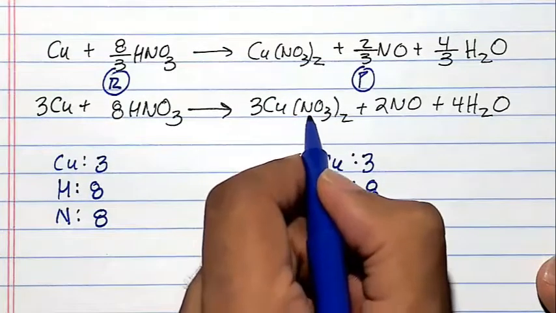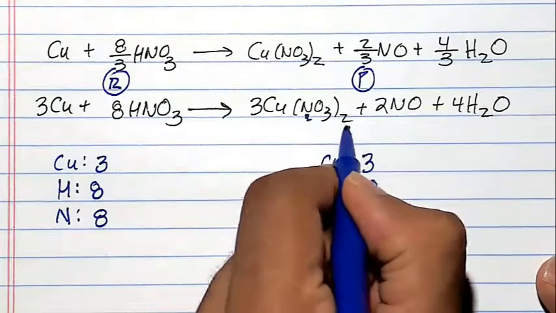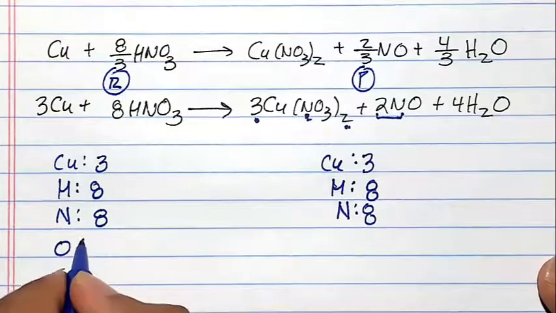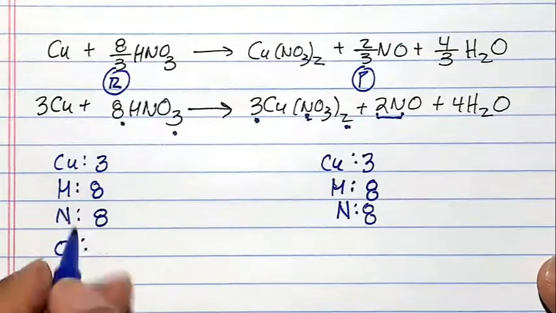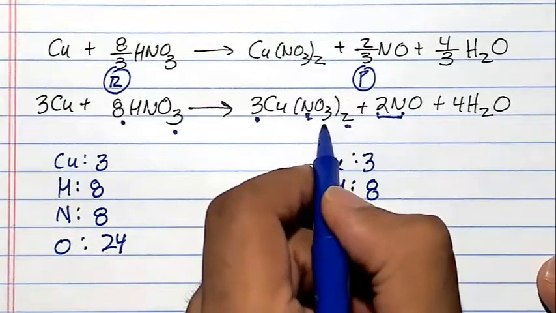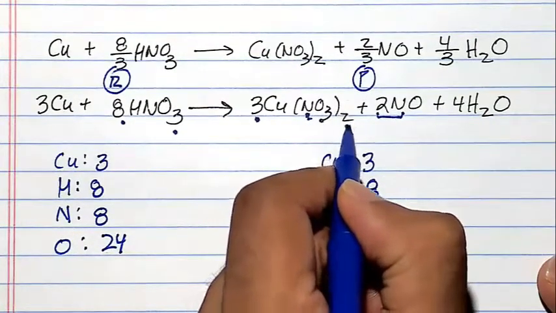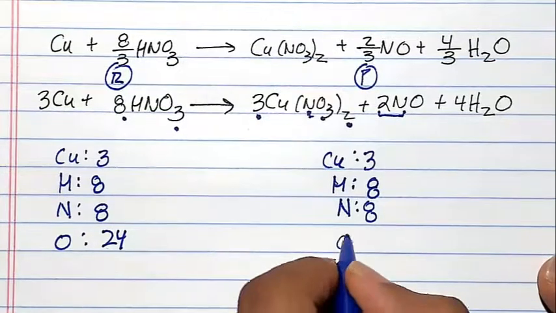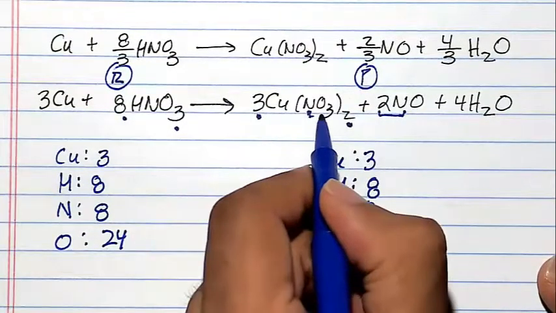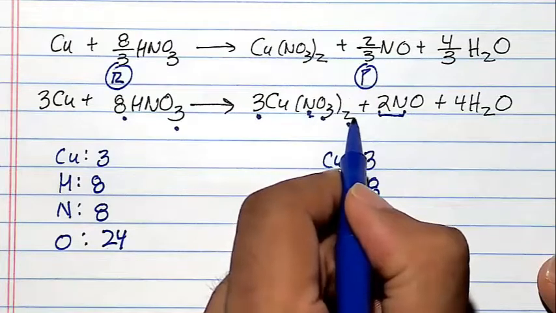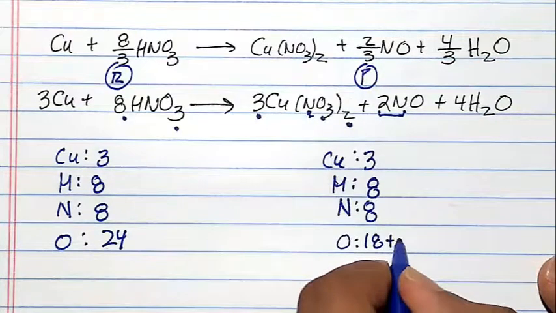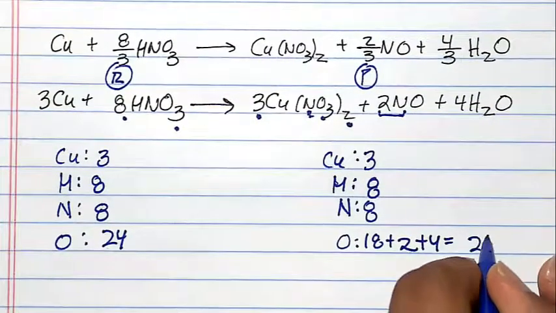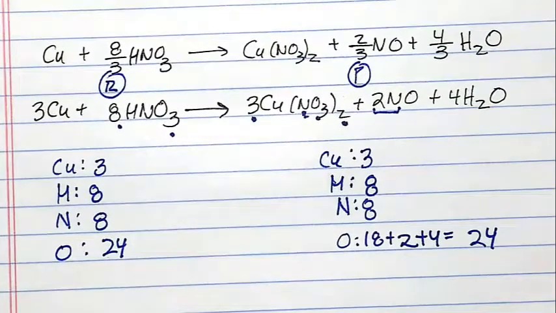Okay, so let me tell you that again. 2 nitrogens times 3 is 6. 6 plus these 2 nitrogens gives you 8. And then the oxygens, 8 times 3 oxygens is 24. Okay, let's look at this one carefully. 3 oxygens times 2 is 6. 6 times 3 is 18. It's 18 oxygens here. Plus 2 oxygens plus 4 oxygens. So that is 24. So here is your balanced chemical equation.